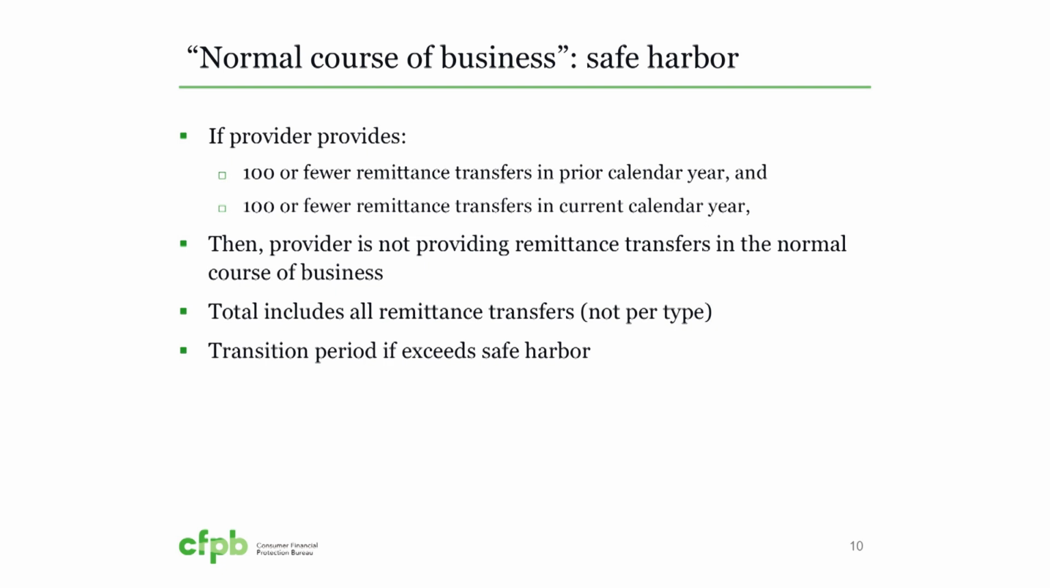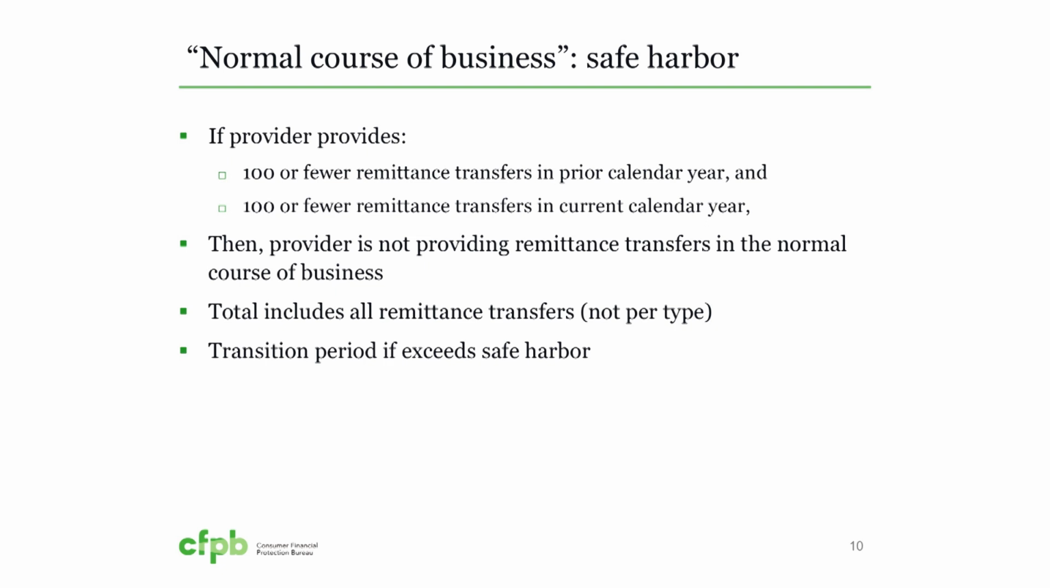However, in terms of counting towards the 100 transfer threshold, you should focus on the number that you yourself as an institution are providing. For example, if you send only 25 international transfers, but you use an unrelated correspondent bank that sends 500 transfers, you would only count the number of transfers that were sent by your institution. If your institution consistently provides 100 or fewer transfers per year, you will not be providing remittance transfers in the normal course of business, even if you are sending wires through a correspondent institution that itself sends more than 100 transfers a year. Just note that if you operate through various agents, you should count transactions at each agent location collectively.